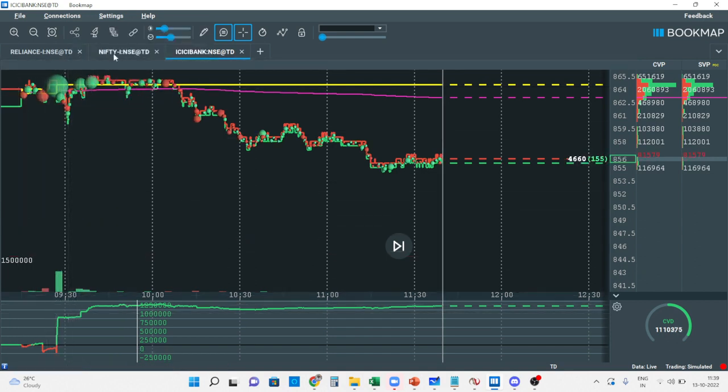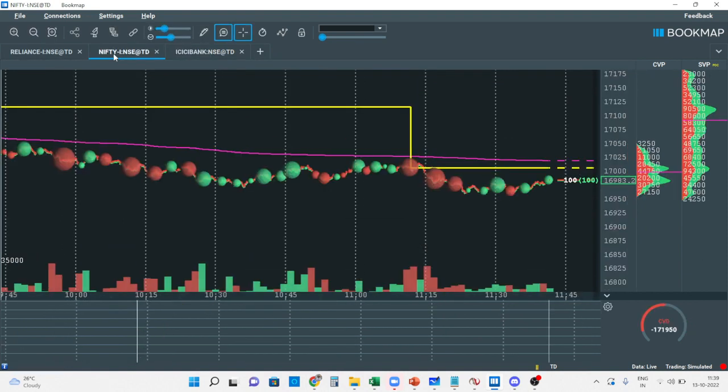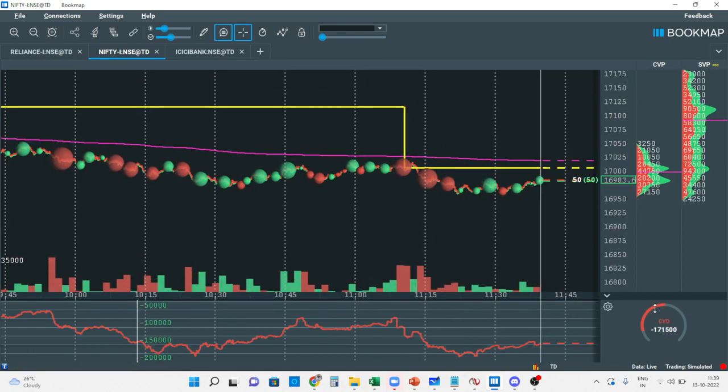But Nifty is completely different. The Nifty activity is moving in a very intensive way. That is what we had seen, and that is what the CVD is also helping us to understand.